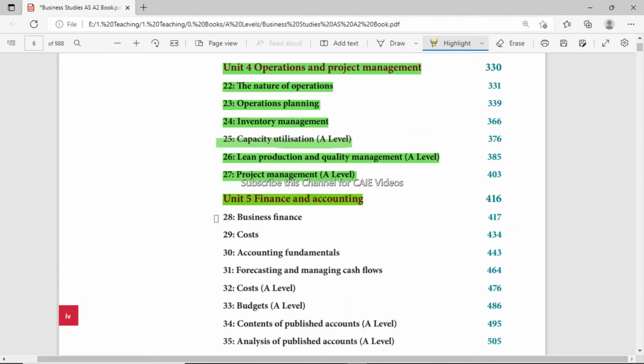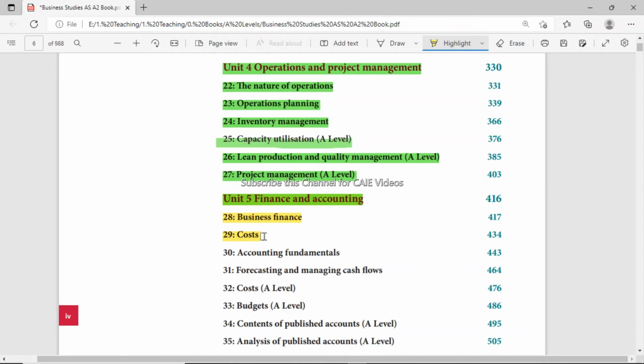Because without finance and accounting, the organization cannot keep track of the finances or the transactions which are going on and occurring in the company on a daily basis. So finance and accounting is a core function which is responsible for managing the financial affairs, recording the transactions, and preparing the financial statements, and so on. So in this unit, we will discuss the concepts of business finance, and we will discuss the cost.